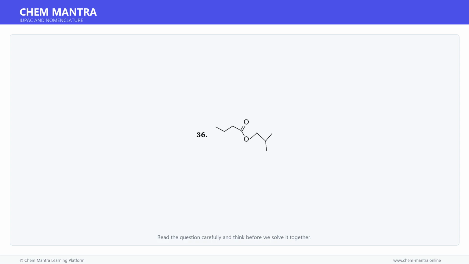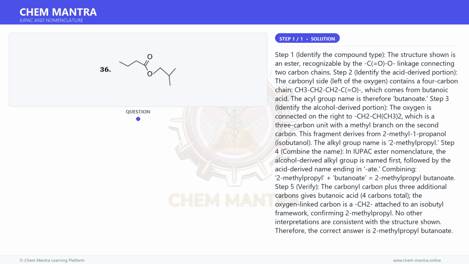Here is a question. Read it carefully and think about the answer. Let us solve it step by step. Let us begin solving this step by step. Step 1. Identify the compound type. The structure shown is an ester, recognizable by the C=O linkage connecting to carbon chains.